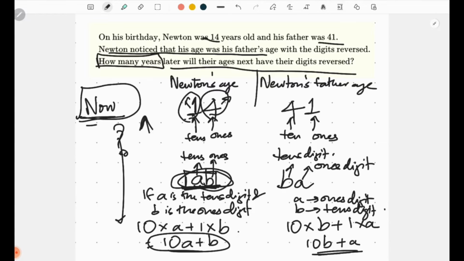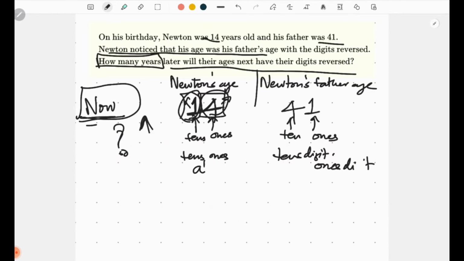Just how we expand normal numbers, right? So you first take the tens digit, multiply 1 by 10. So in this case, instead of 1, there is A. So 10 times A. Then 4 into 1, right? So same way, B into 1. So this is 10A plus B, and this is its reverse, 10B plus A. Okay? Let me just take all of this away.